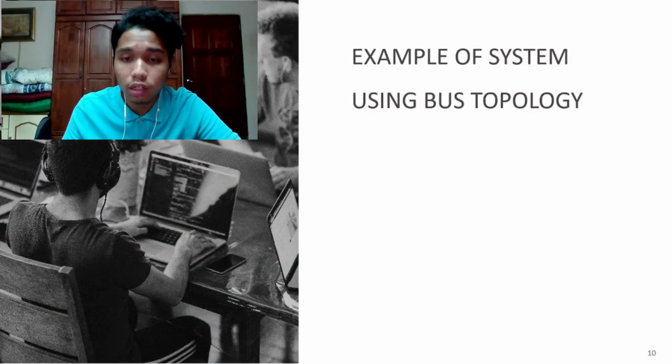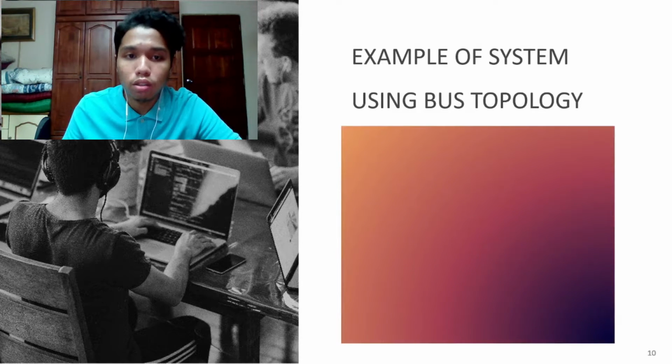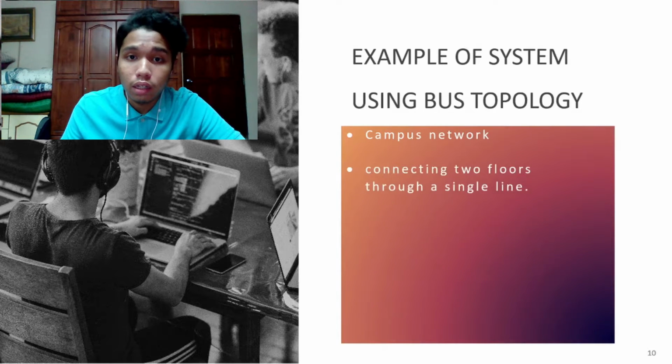So Ame, you're up. In my part, I'm going to talk about examples of bus topology that are used in current technology. There are many bus topology systems that are used today. For example, campus network. In campus, it uses bus topology by joining switches and routers, called backboning. Then we have wired telephone. It works by connecting two floors or more through a single line.